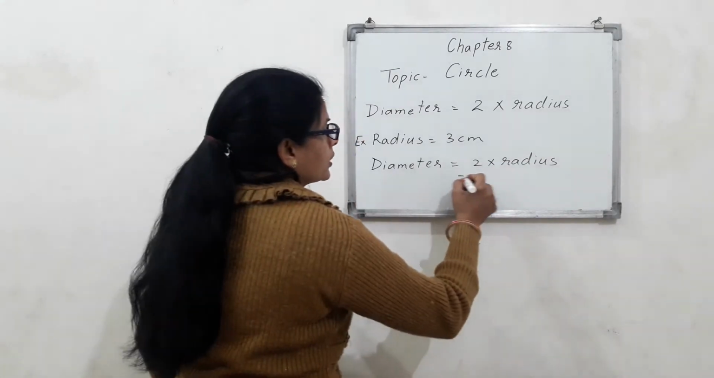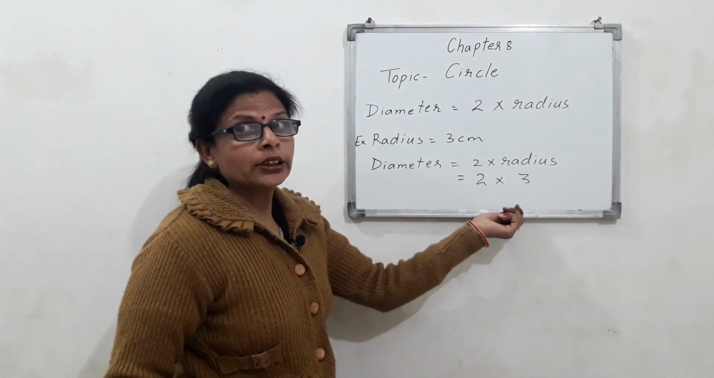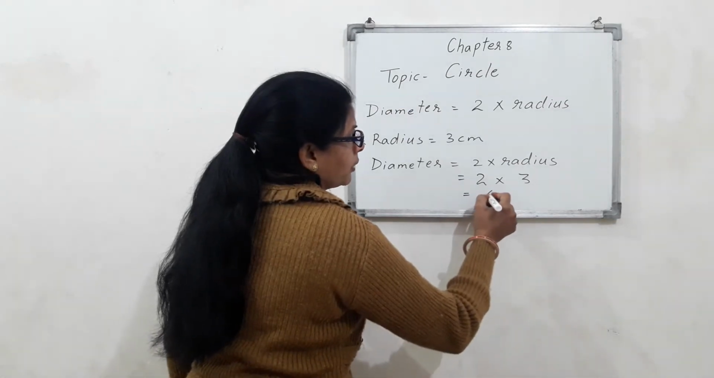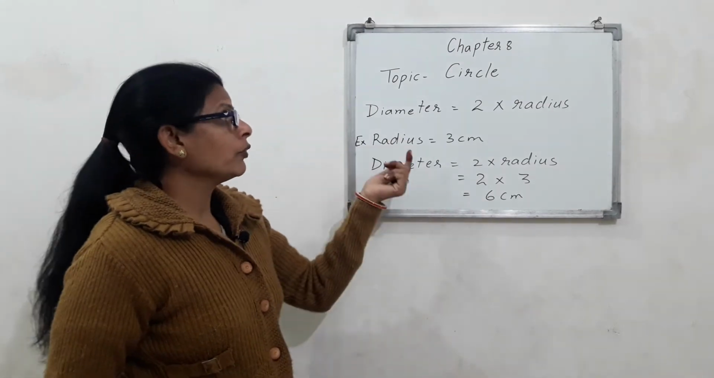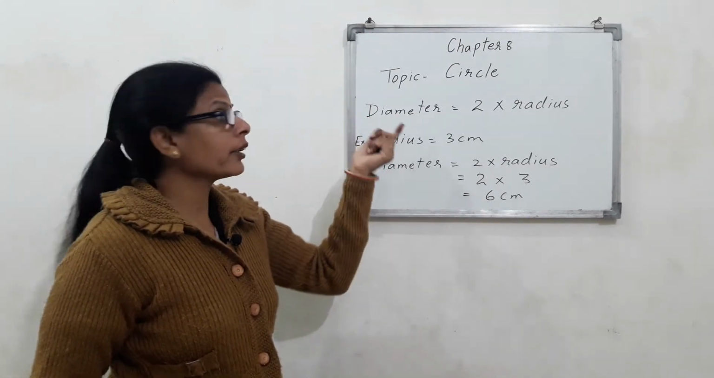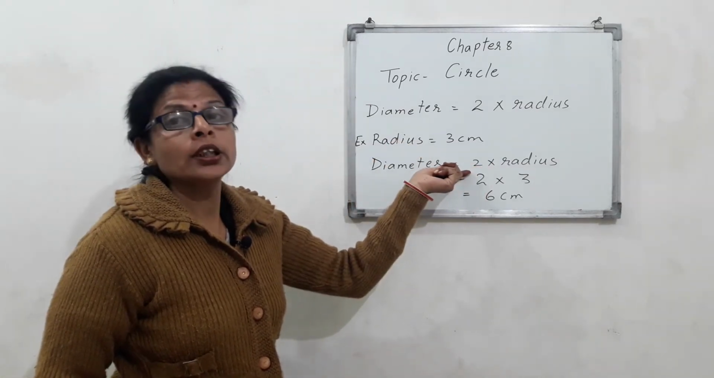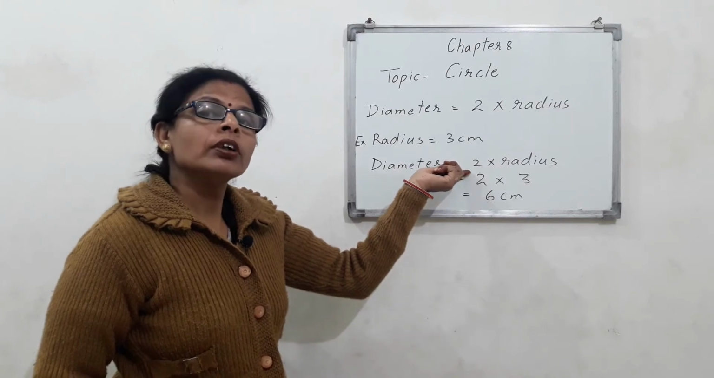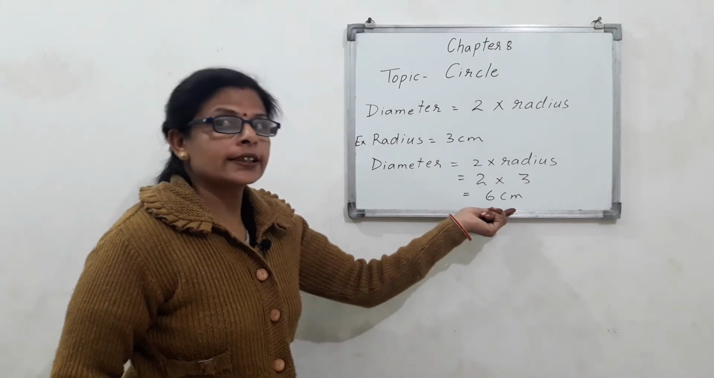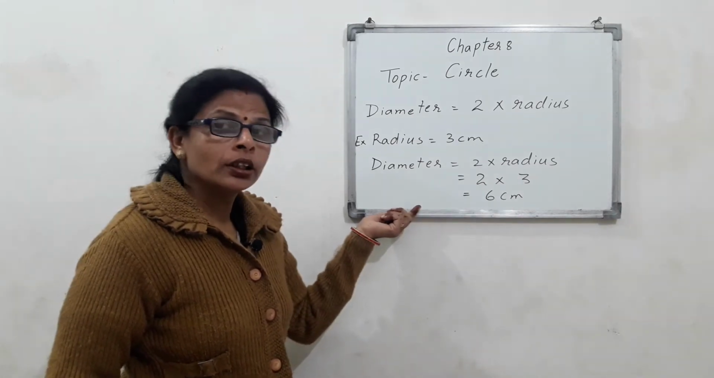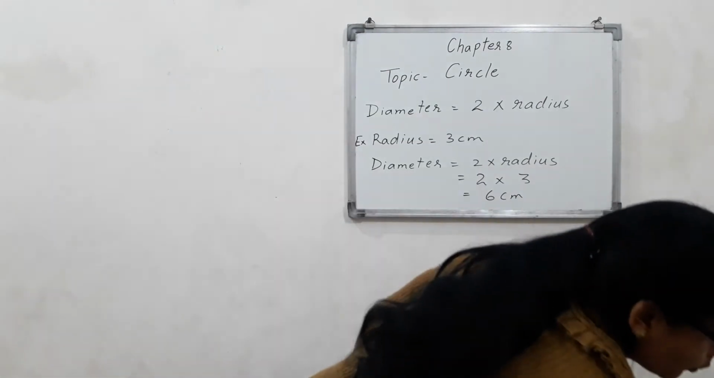How much is the radius given? 3 centimeters. So, we will multiply 2 by 3, and we get the diameter 6 centimeter. 2 3s are 6. So, when we have to find the diameter and the radius is given, we will multiply radius by 2 because diameter is double of radius. So, the diameter is 6 centimeter. Clear?